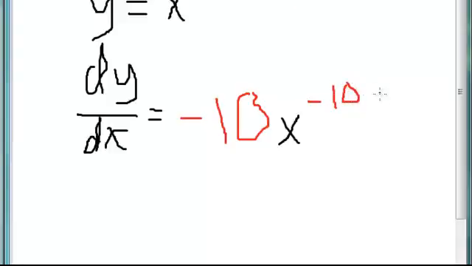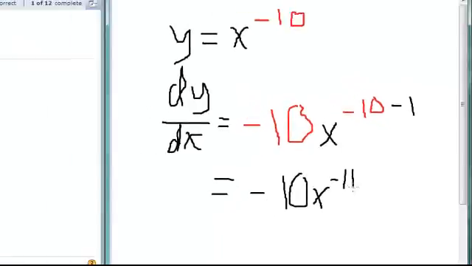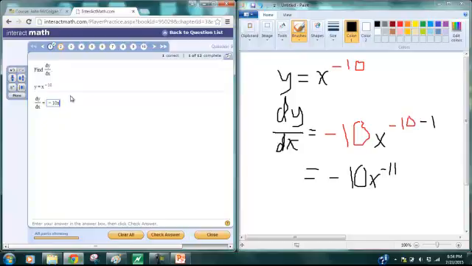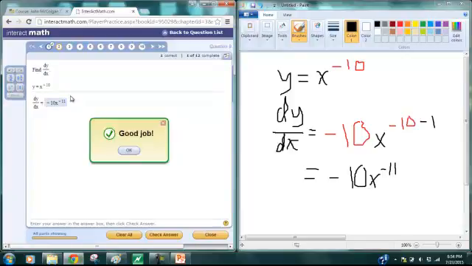Same exact thing, even with negative exponents. The power rule still works. And then we can simplify this to negative 10 x to the negative 11th power. Negative 10 minus 1 is negative 11. And there you go. That is the derivative of y with respect to x. Let's check our answer. Negative 10 x up to the negative 11th power. Good job.